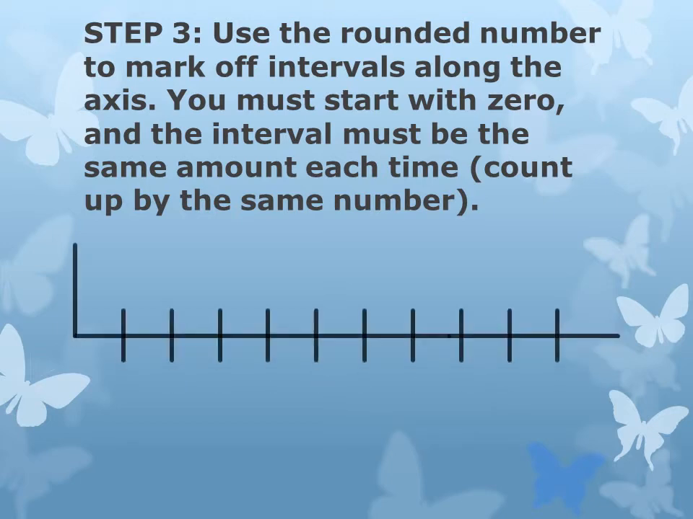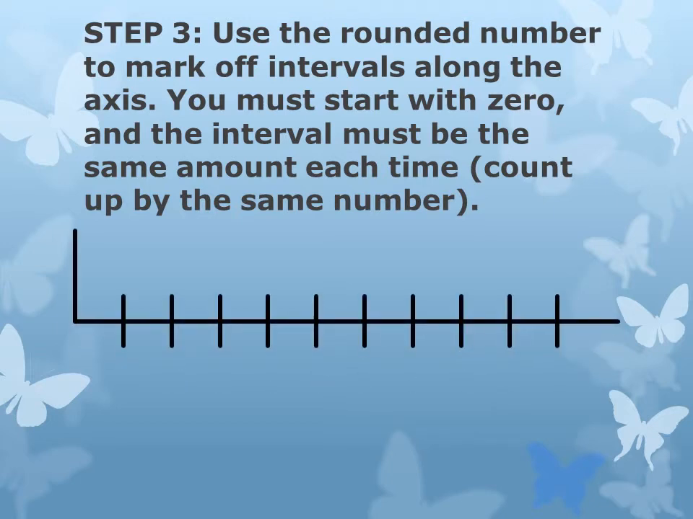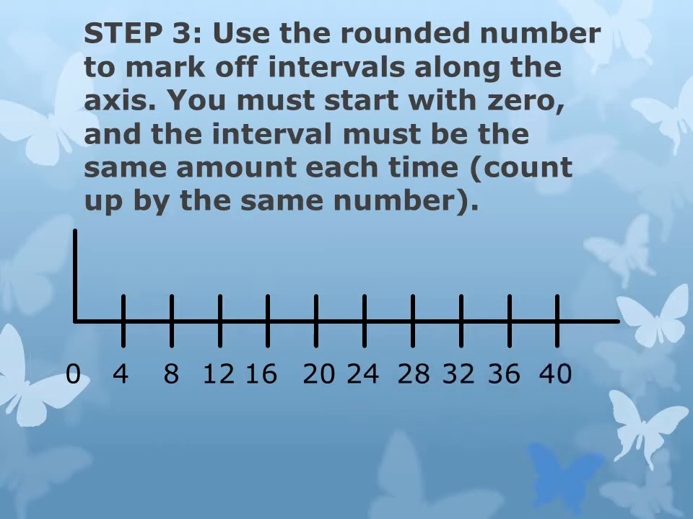Okay, so say here's our spot that we need to graph. We're going to start with 0. Every single line has to equal 4. So 4, 8, 12, 16, 20, 24, 28, 32, 36, and 40. And if you need to, get a calculator out and make sure you do that correctly. Okay?